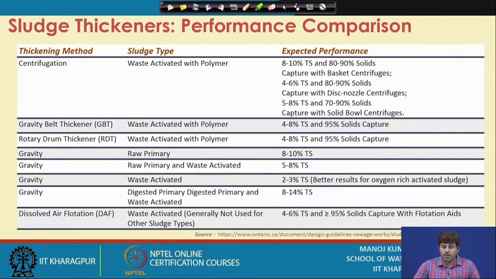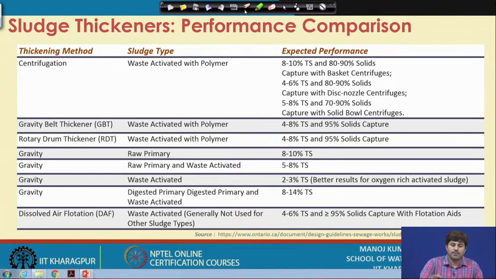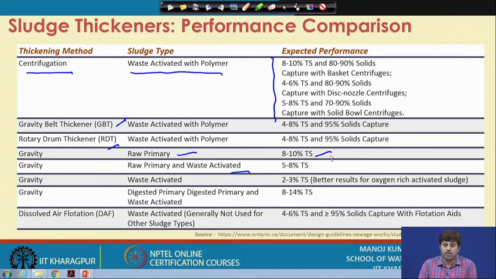If we see the performance comparison of these different sludge thickeners, as a kind of summary: centrifugation is good for waste activated sludge with polymer, and the expected performance is 8 to 10% total solids, with 80 to 90% capture. The gravity belt thickener and the rotary drum thickener are also good for waste activated sludge. Gravity thickeners are good for both raw primary and waste activated sludge. For raw primary, it can achieve solids of 8 to 10%, this one 5 to 8%. For waste activated sludge only, it will result in 2 to 3% total solids.